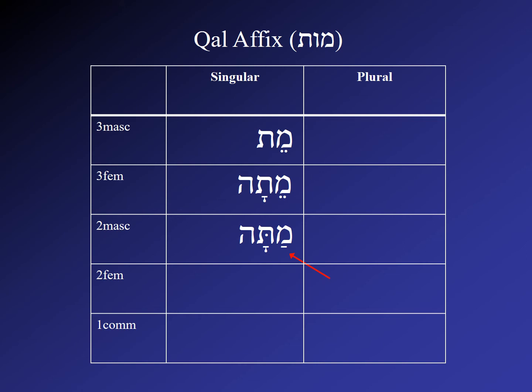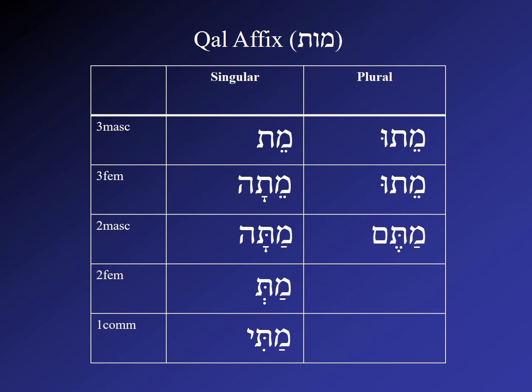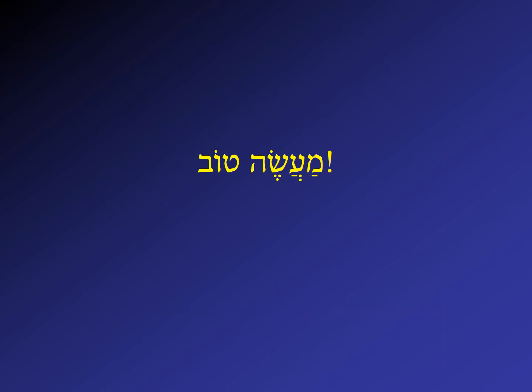So third feminine singular, meta. Second masculine singular, mata. Now the second feminine singular, simply mat. That tav there is both the last radical of the root mut and the affix, the second feminine singular affix, mat. And then mati. Again, that tav is doing double duty. In the third masculine and feminine plural, we revert to the E-class vowel, metu, in both of these forms. And then back to the A-class, matem, maten, and matnu. So the Kal affix of mut: met, meta, mata, mat, mati, metu, matem, maten, matnu. This is the Kal. All right, good work. See you next time.